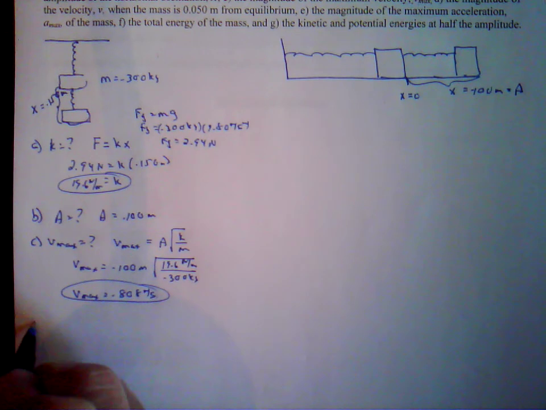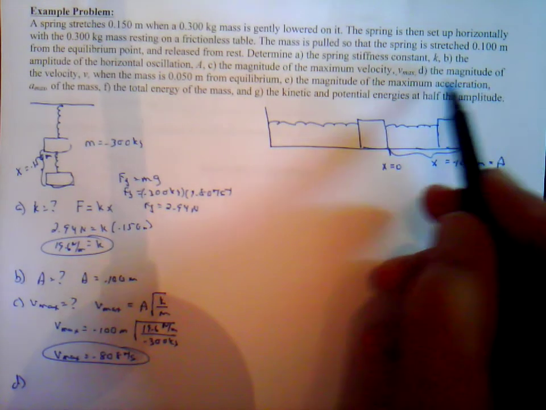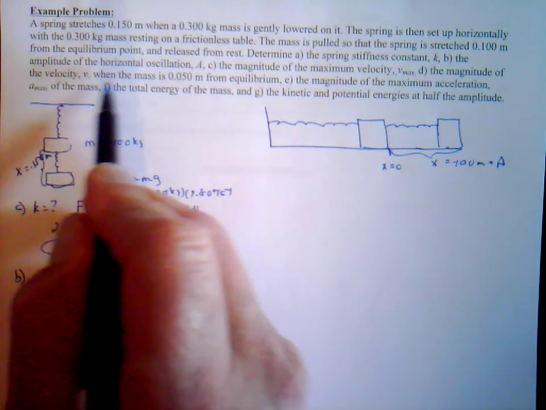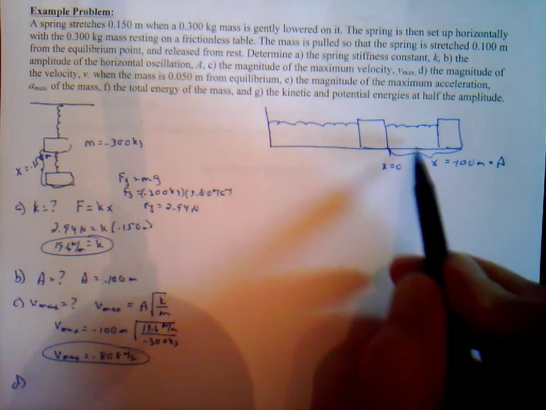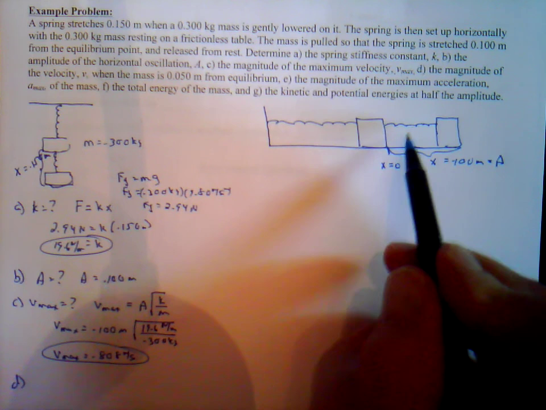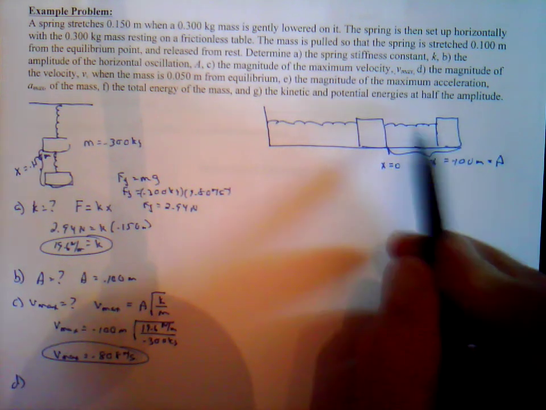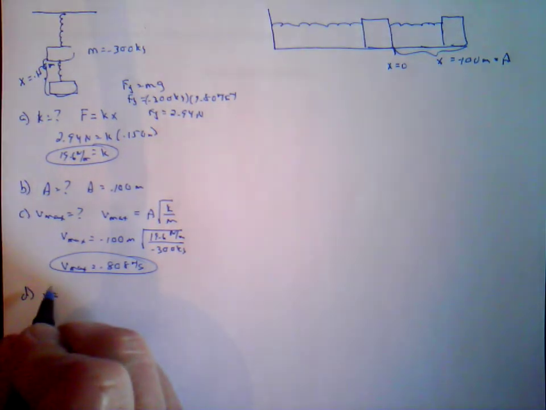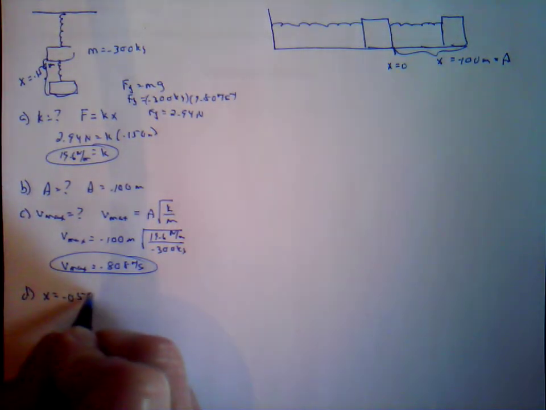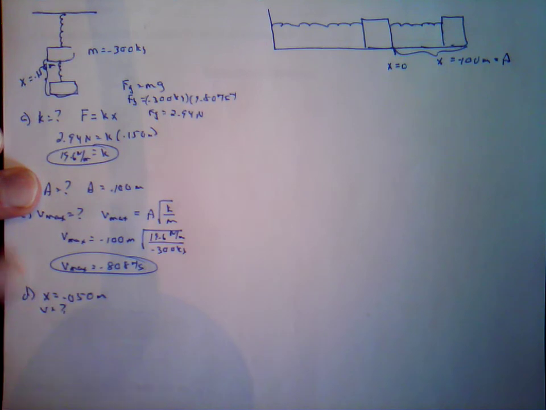Part D. Part D is, here look, the magnitude of the velocity when the mass is 0.050 meters from equilibrium. So now, that's about halfway. Right? We know it's not at equilibrium, it's not at the maximum amplitude, it's halfway. So then x, the displacement, is 0.050 meters. And we want to know the velocity at that displacement.